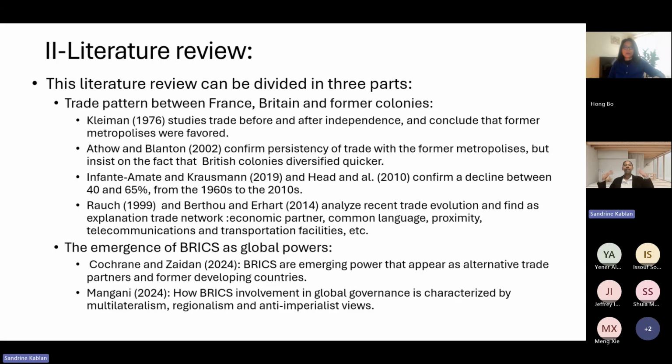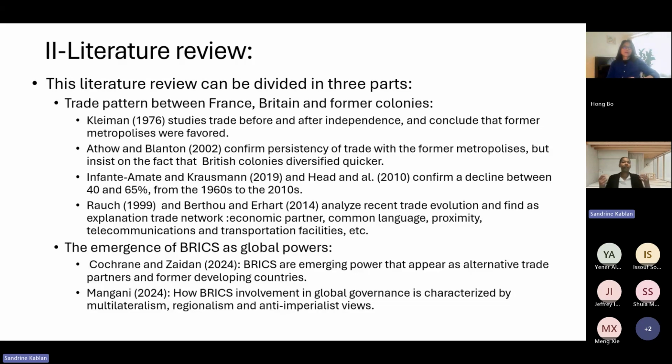And other authors, Rao and Bertu Erhard, will also analyze trade pattern of developing countries, former colonies, and they will say that there is a new evolution for those former colonies. I mean, those former colonies begin to display new trade patterns. The evolution is different in the sense that it can be explained by trade network. So, what do they mean by trade network?